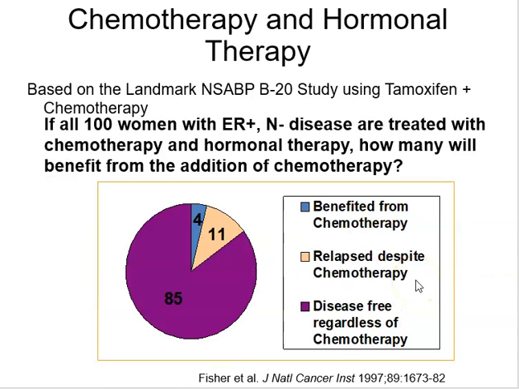And this is shown here. If all 100 women with estrogen receptor positive, lymph node negative disease are treated with chemotherapy and hormone therapy, what we find is only 4 out of those 100 women would benefit from chemotherapy. So 4 out of the 15 who would have presented with recurrent disease, 4 out of those 15 would be prevented from getting that recurrent disease if they were given chemotherapy. But that means that you've got to treat all 100 people to save 4 people.